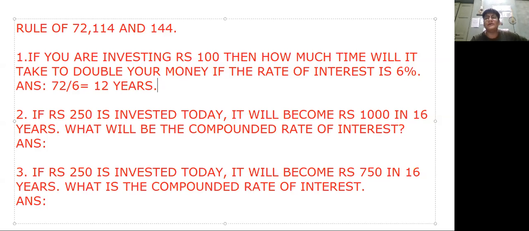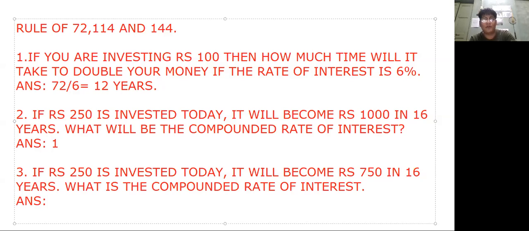Now, similarly, the second question involves, I guess, quadrupling of money. Let's read the question. It says, if rupees 250 is invested today, it will become rupees 1000. So 250 into 4 is 1000, which involves quadrupling. In your mind, you should be remembering the number 144. In 16 years, what will be the compounded rate of interest? So either they ask the rate of interest or they ask the time period in which the amount of money will double or treble or whatever. In the first example, we had the period asked, but in this question, we are asked the rate of interest. Here also, you're going to do the same thing.